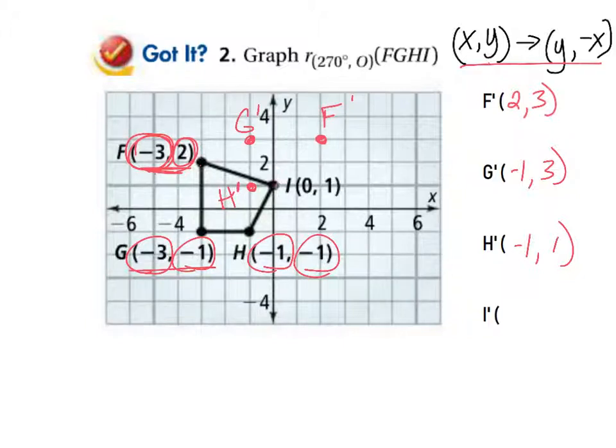Last one, I. The y becomes the x, the x becomes the y, but it changes sign. But a 0 doesn't have a positive or negative, so it's just going to stay a 0. And then I'm going to have over 1 up 0. So there's my new I prime. Okay, probably should have used a different color there, but ultimately here is my new picture then, my new quadrilateral. Looks like this, after it has been rotated 270 degrees around the origin.